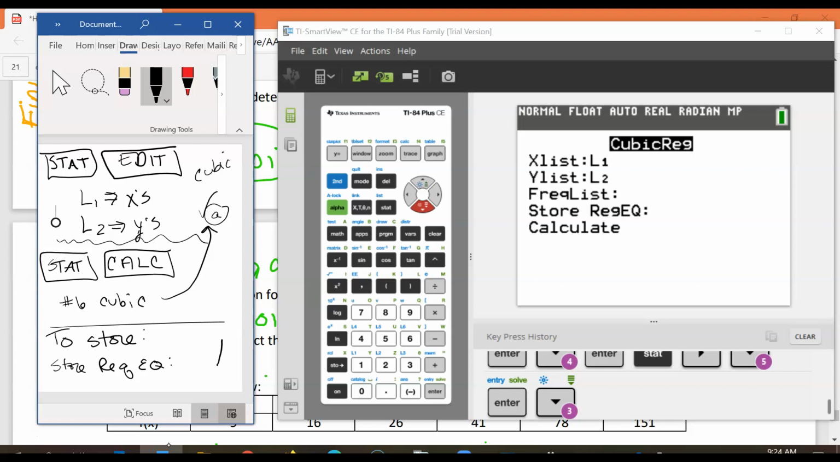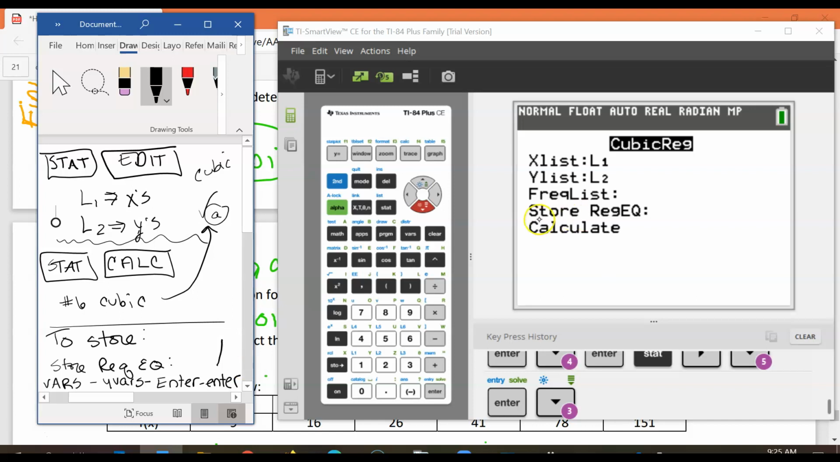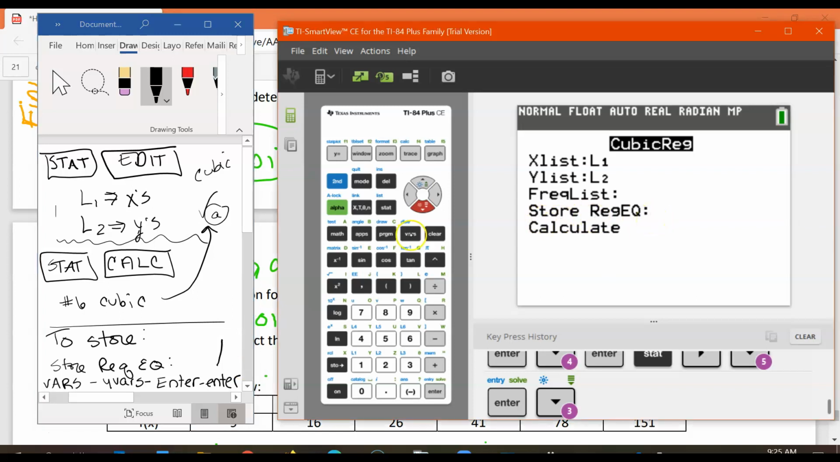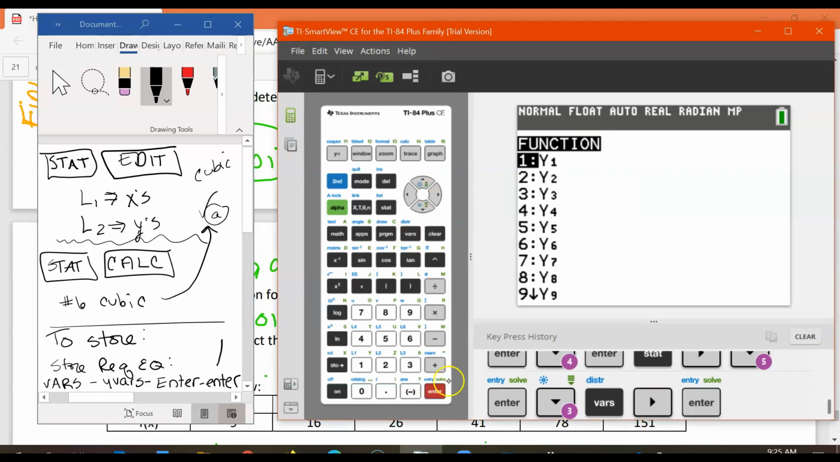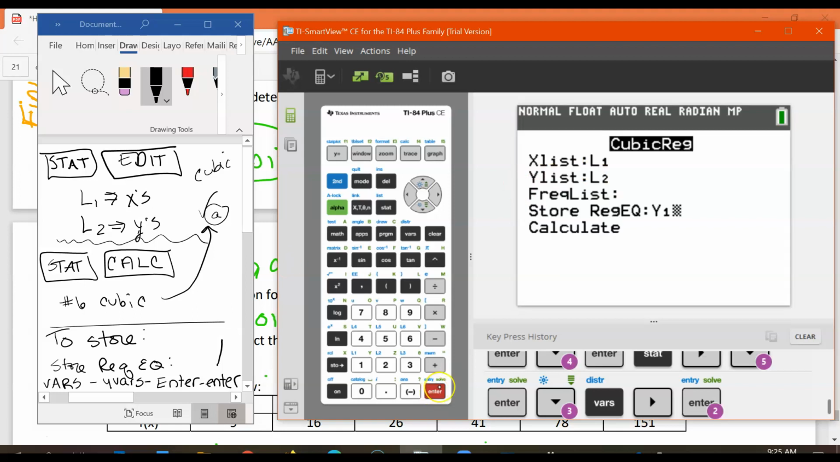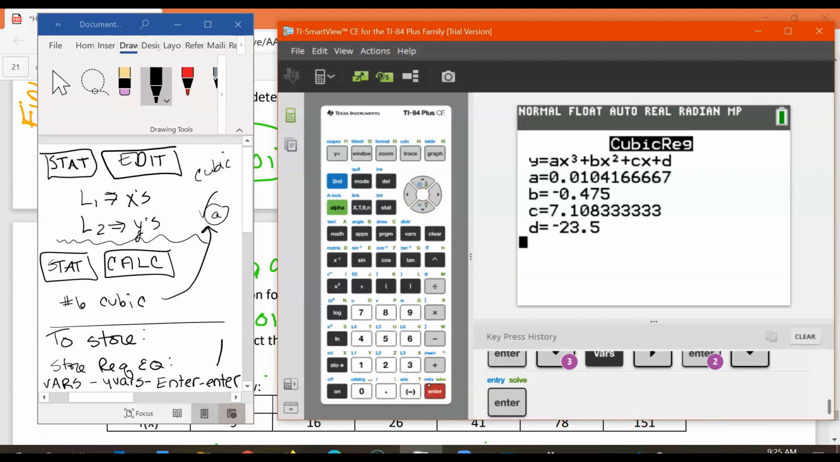I don't know how to make my thing different, you're going to go vars, and then you're going to go y vars, enter, enter. So I'm here, my cursor's at store, I go vars, I move over to y vars, I hit enter because I want it to be a function, and I'm going to save it to the y1 equation spot, and I hit enter. All right. And then I'm going to go down here to calculate and hit enter. And there's that same equation again, but it should be stored in y1.